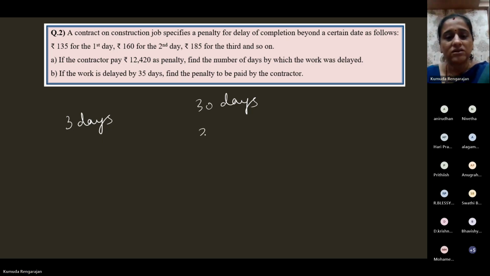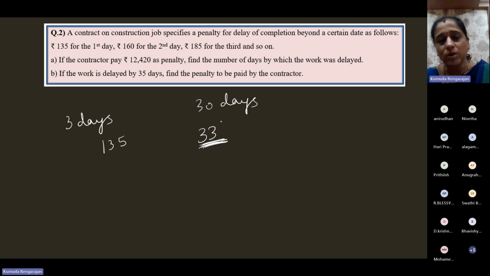That is at the end of the 33 days, or say on the 34th day. So the construction job is delayed by 3 days, and the contractor has to pay a penalty. What's the penalty? The penalty is 135 rupees for the first day. The job is delayed by 3 days, so 135 is the penalty for the first day.